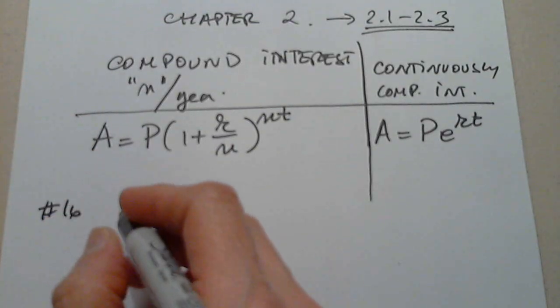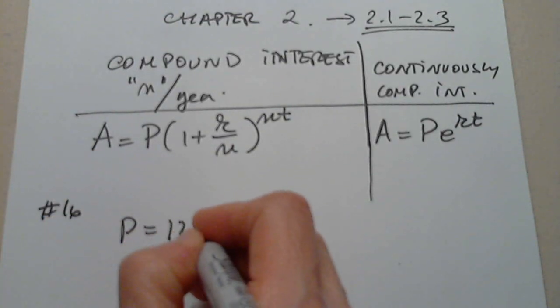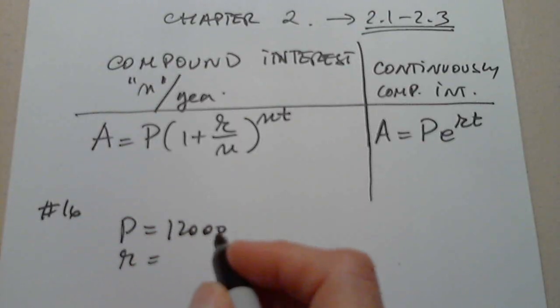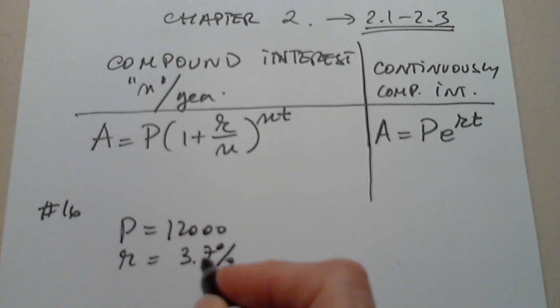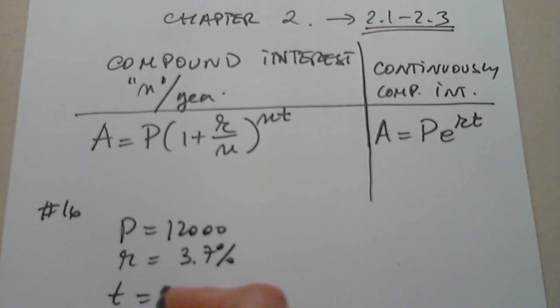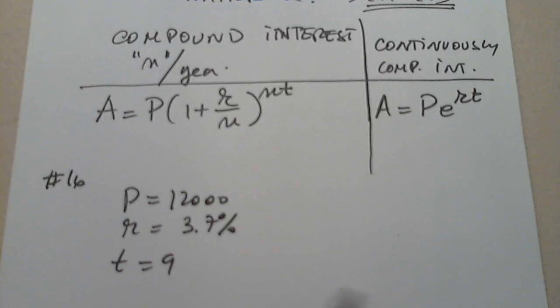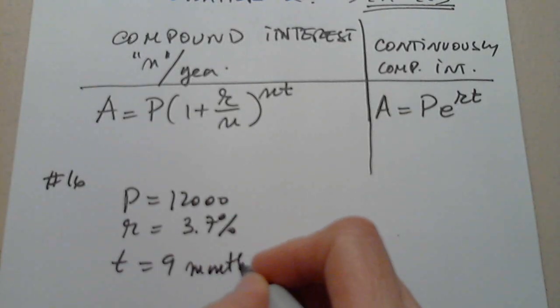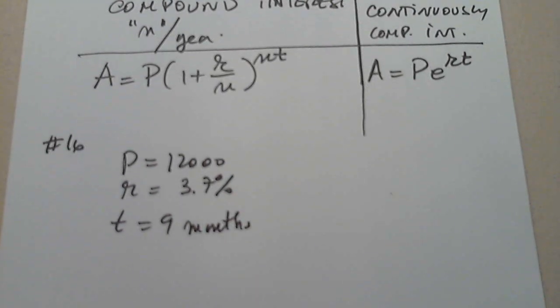So 16 has the principal as 12,000, annual interest rate 3.7%, and the time is 9 months, but in the formula, time has to be in years. So we have to change that from months to years. Let's do that at the beginning.